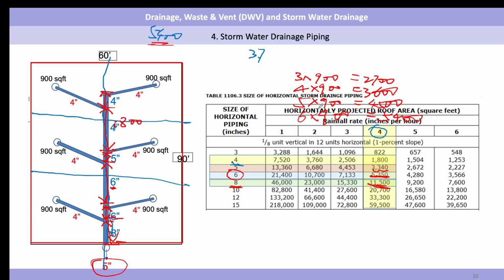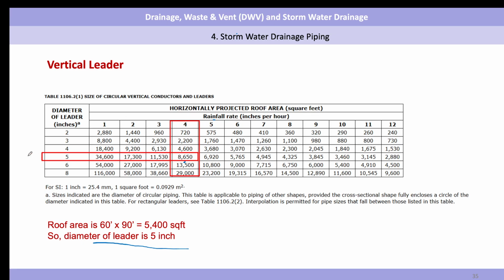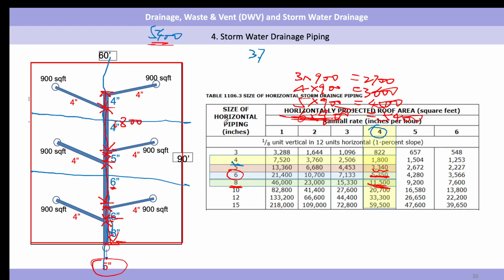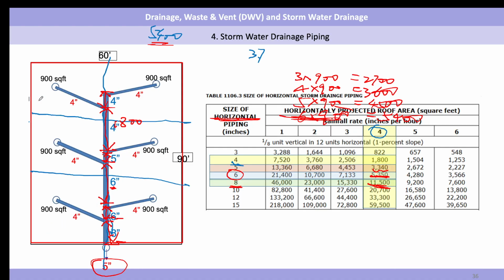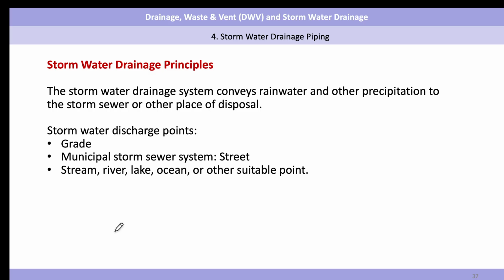Just make sure the tables are different. This table is for the horizontal pipe. This one is for the leader. The diameter of the leader is different, and the leader is 5 inch. Horizontal, this area is 8. This is the method to find the appropriate size for stormwater.